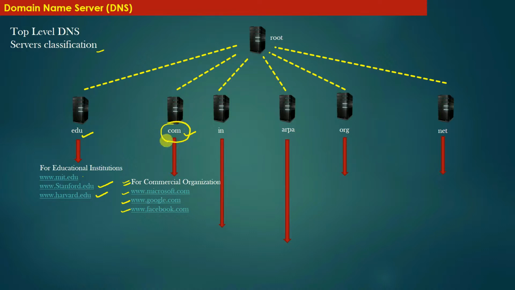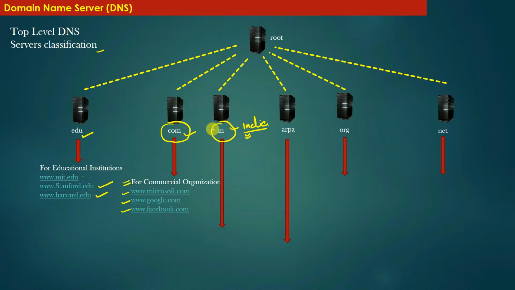So com top level domain is actually the most commonly used domain, and more than 90% of the websites are housed under this top level domain name server. Then the next top level domain name server is in. So in stands for India. Likewise, for other countries, there are other top level domain name servers, and as per the name of the country, the first two letters of the country represent the top level domain name server name. So in this case, this top level domain name server is a country specific top level domain server for India.